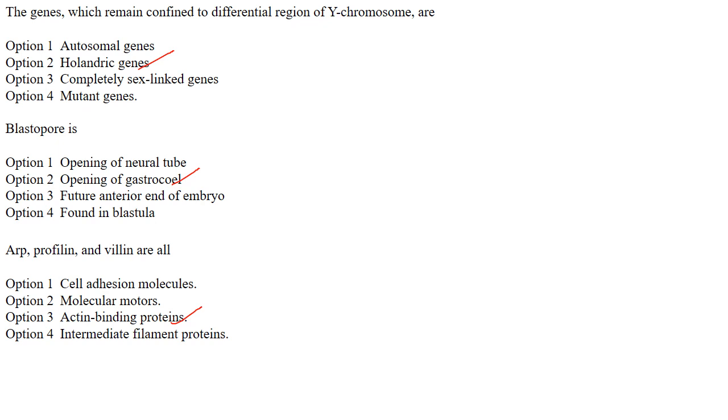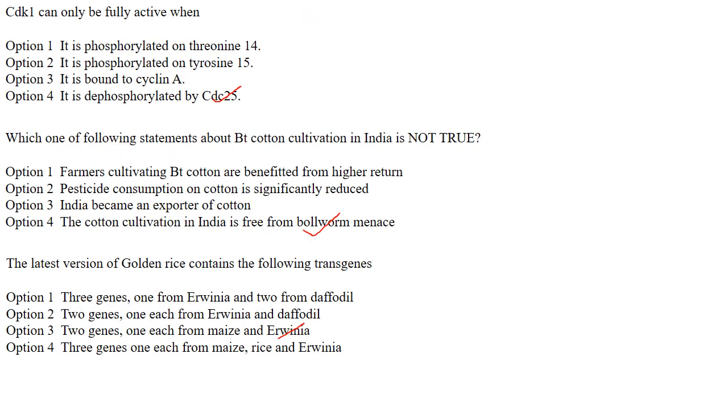The genes which remain confined to the differential region of the Y chromosome are called holandric genes. Blastopore is the opening of the gastrocoel. ARP, profilin and villin are all actin binding proteins. CDK1 can only be fully active when it is dephosphorylated by CDC25.